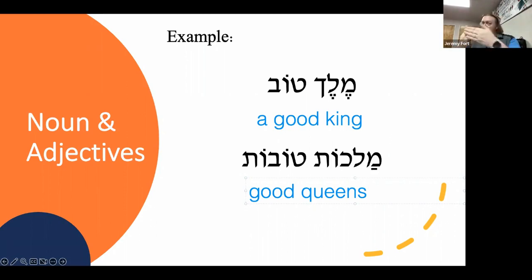But if you see the two words together, and they will always be together, they may not be in this order. You could have tovot, malchot, and it's still telling you good queens. It's not often that you'll get them backwards in order, but sometimes, especially when you get to poetry, because the poets sometimes want to put emphasis on the good versus the queen, so to speak. So they may shift up the order on you just a little bit, which is what made Hebrew so irritating for me, because I learned all these rules and then the poets just do whatever they want to do.